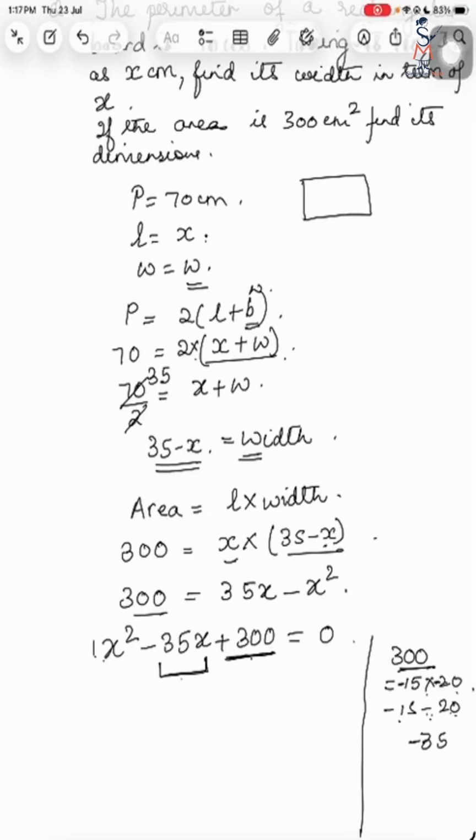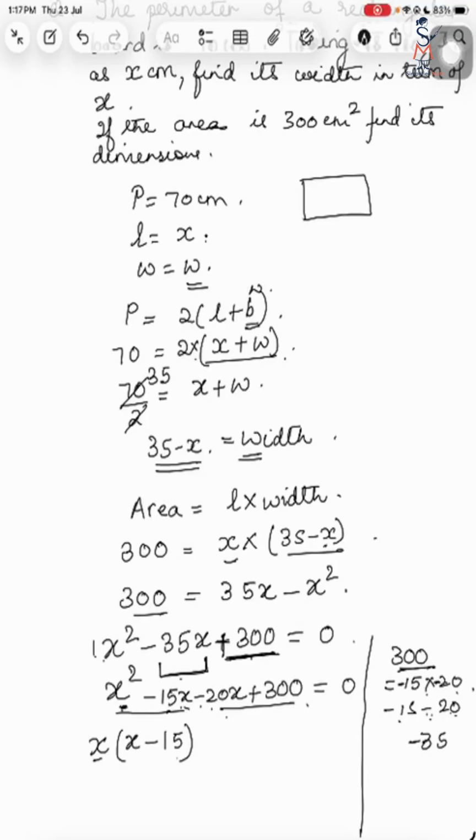So that means minus 35x can be written as minus 15x and minus 20x, because when we multiply these, we will get 300, as minus minus is plus 300. Okay, 300 will be written as 300 and x square as x square, which is equal to 0. Now these two terms taken together and these two terms taken together. What is common in the first two terms? x. What is left over here? x. One x comes out, so one x remains inside, and minus 15.